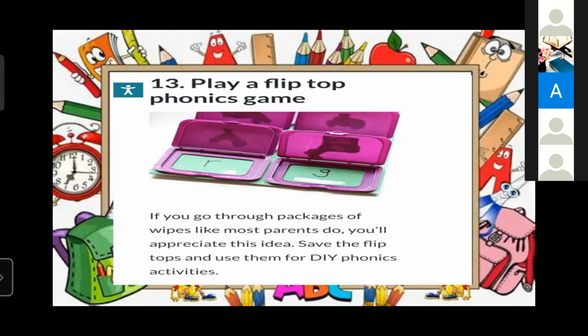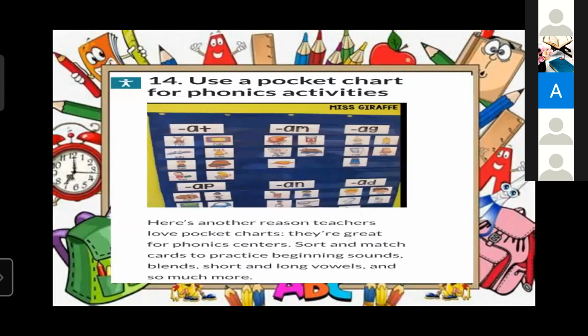Okay? Flip-top phonics game. Here, use a pocket chart, and I think you are familiar with this chart. Do you know it? You have a chart with some pockets: at, am, ag, ap, an, ad, and so on. A, ay, maybe ai, maybe double e, maybe double o, maybe ue, and so on. You can put different pockets. Inside each pocket, a lot of words with the same syllable of at, of am, and so on. You can play the game in any way you like.